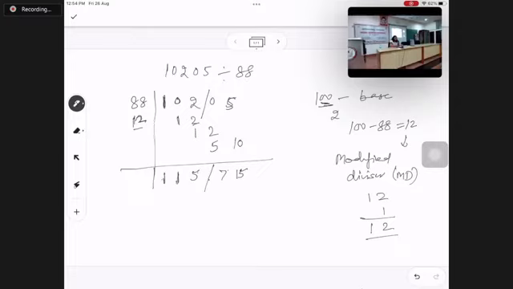But here there is a twist. I told you the remainder should have only a 2-digit number, but here the remainder we are getting is a 3-digit number. So what we do, we carry over this and add it to the next. So this is 85. 7 plus 1, whatever is this number, you add it here. 7 plus 1 is 8. So this is the quotient and this is your remainder.